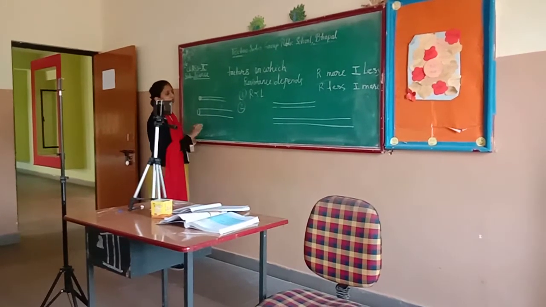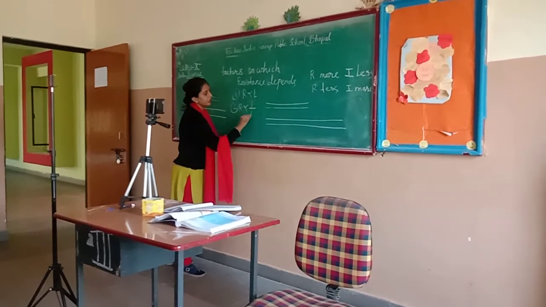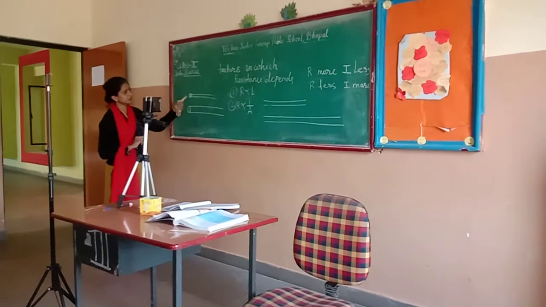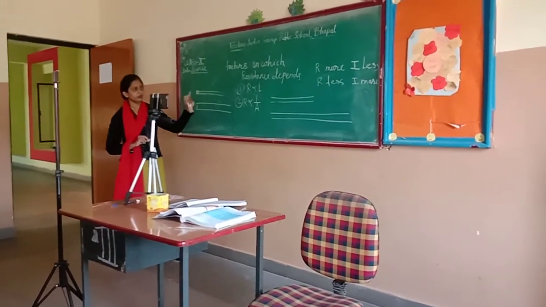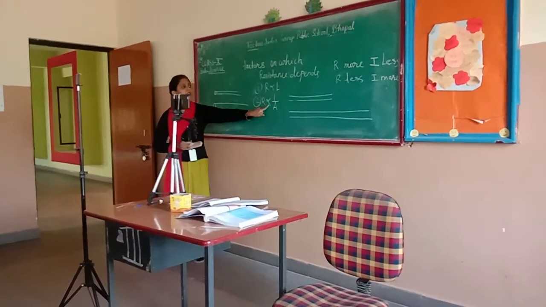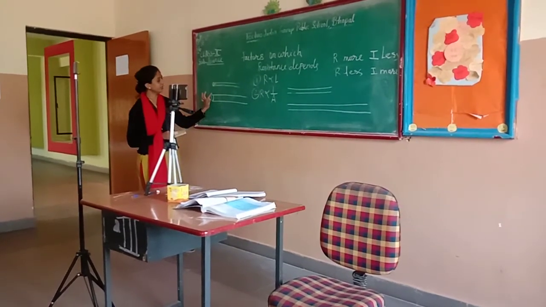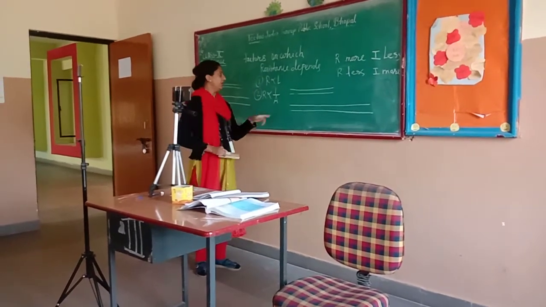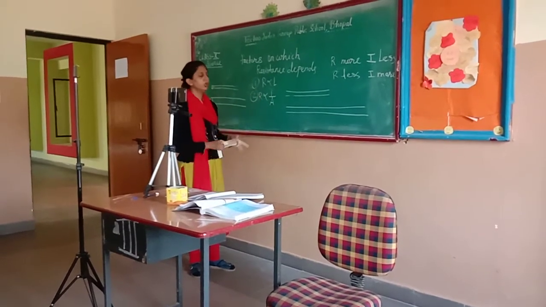So what do we conclude from that? Resistance is inversely proportional to area of cross section. Where the area of cross section is less, resistance is inversely proportional, not directly proportional. And where the area of cross section is bigger, it is also inversely proportional. So area of cross section is always inversely proportional to resistance.